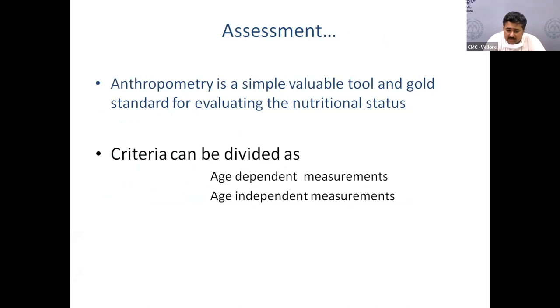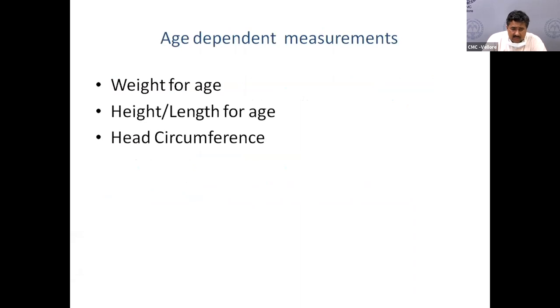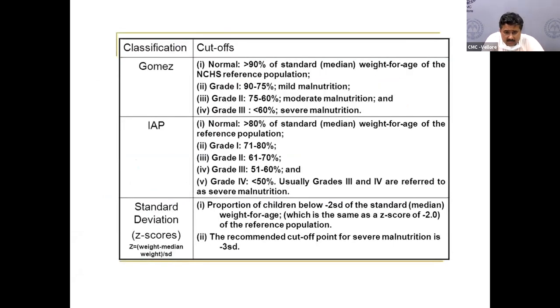We have age-dependent measurements and age-independent measurements, like weight for age, height for age, head circumference, all age-dependent measurements. Initially, we have classifications which depend on severity, to decide which is normal and which is abnormal. We have the Gomez scale and IAP classification, which classify on the basis of weight for age. You grade from grade 1 to grade 4, with increasing severity.